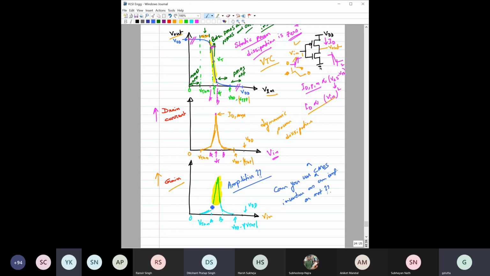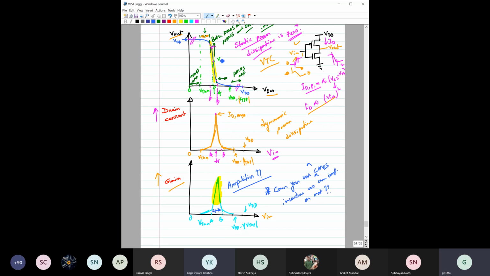and if yes, then how? Because this region is very narrow, so obviously this width is very narrow. If you go from this region to this region, your gain will significantly reduce. If you go to this region, your gain will significantly reduce, and even in this region the gain is not constant. So please do comment on this question: can you use this CMOS inverter as an analog amplifier or not? If yes, then how?